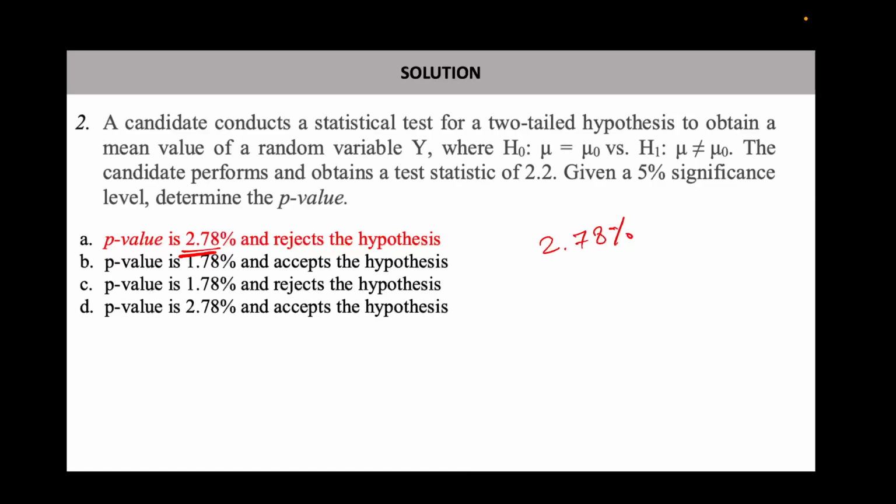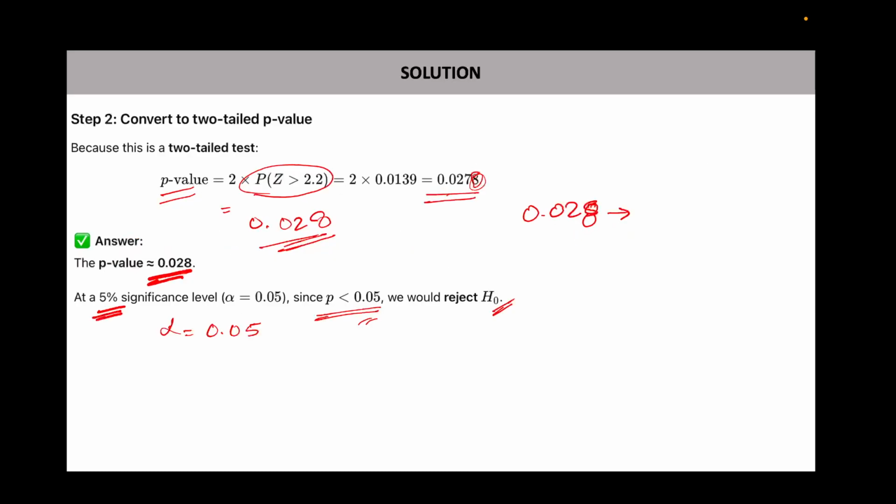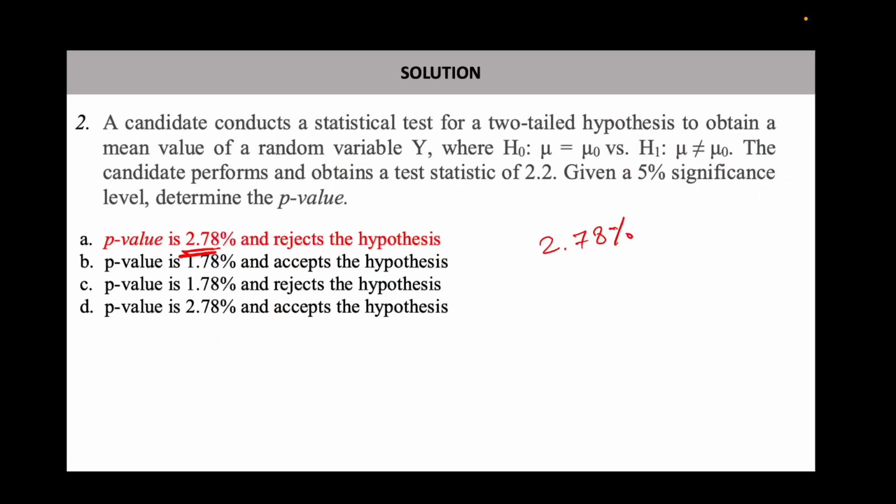2.78%. How did it come to 2.78%? Because this value is taken to convert: 0.0278 times 100 converted into a percentage, and that will come to 2.78%. So that is our answer, 2.78%, and the hypothesis will be rejected. So for this question, option A will be correct.